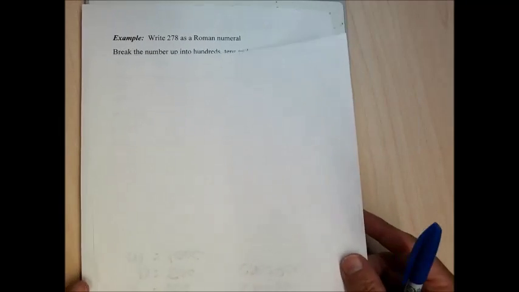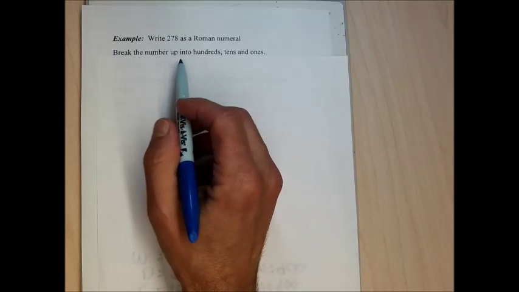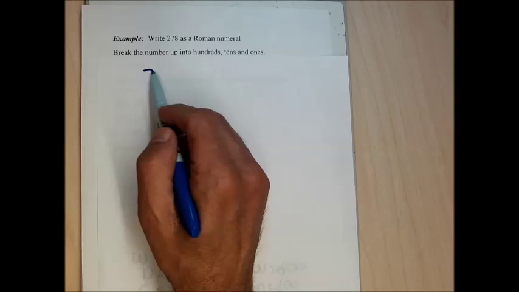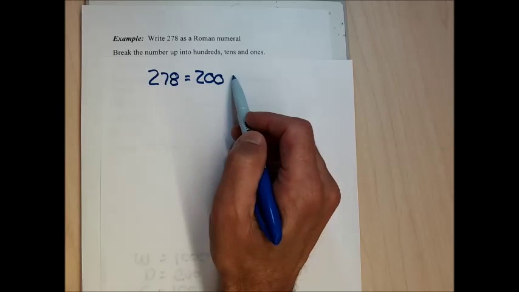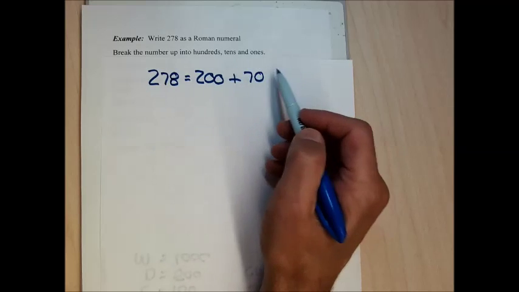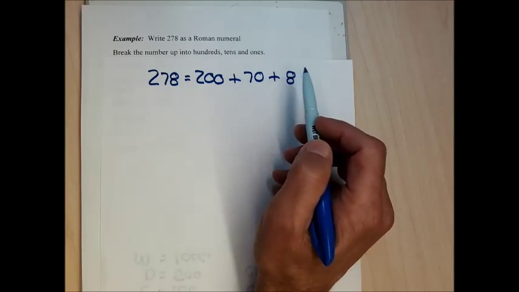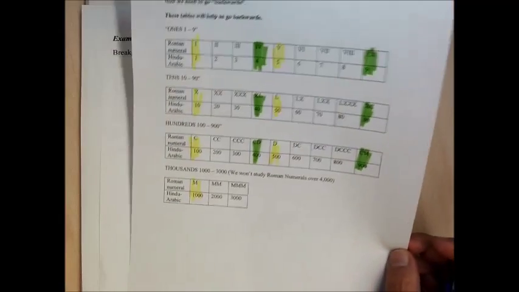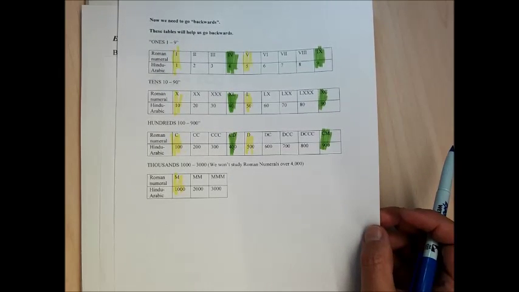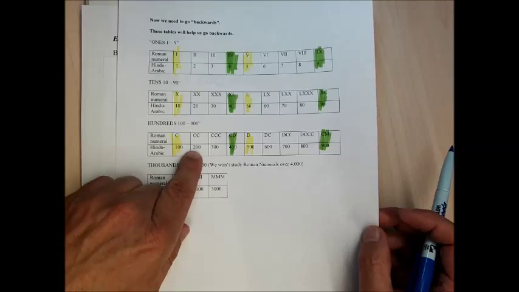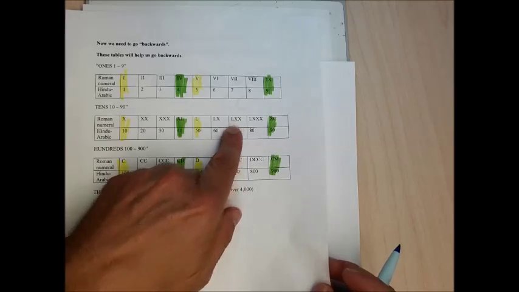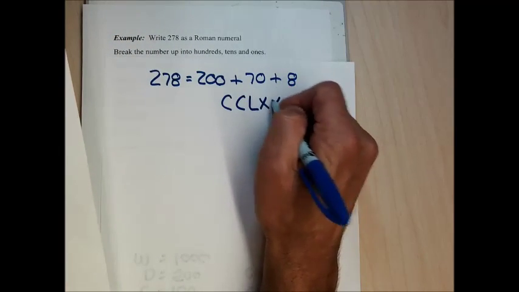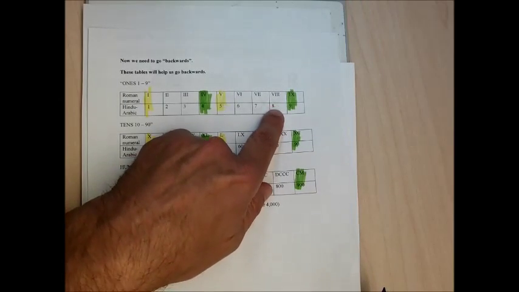It's so easy. So if I wanted to take the number 278 and write it as a Roman numeral, I'm going to break it up into its hundreds, tens, and ones. So 278 equals 200 plus 70 plus 8. The hundreds are 200s, the tens are 70s. And on this lovely table I'm going to give you on the test, every number that we're going to see here is going to have a Roman numeral that applies to it. The 200, I'm going to change to a CC. The 70, I'm going to change to an LXX. And the 8, I'm going to change to a VIII.